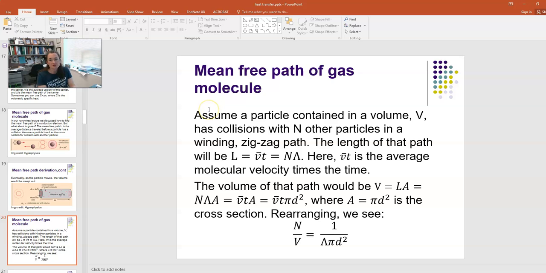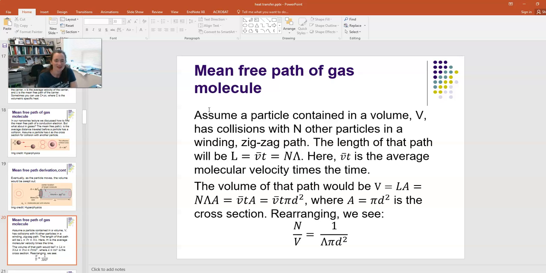So if we assume that a particle is contained in that volume V and it has collisions with n other particles in this windy zigzaggy path, then the length of the path would be capital L, which would be equal to the average velocity times the time, which would be equal to n times lambda, the mean free path, right? So n collisions times the average distance between collisions, which is the mean free path, n lambda, would be equal to the length, which would be equal to the average velocity times the time.